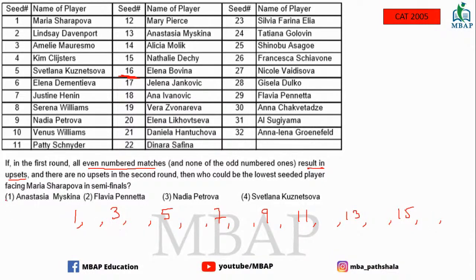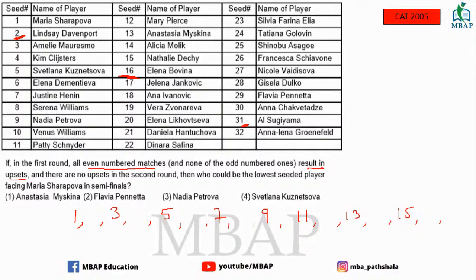In terms of the odd numbers, I'm just quickly putting it there that in odd numbers there are no upsets. So I'm putting all the odd numbers from 1 to 16 down here. Now, in the other case, all the even numbers are going to be an upset. That means rank number 2 is going to play against 31.